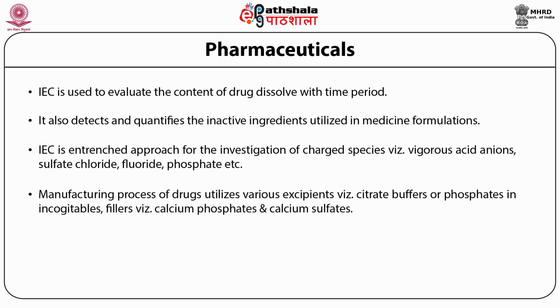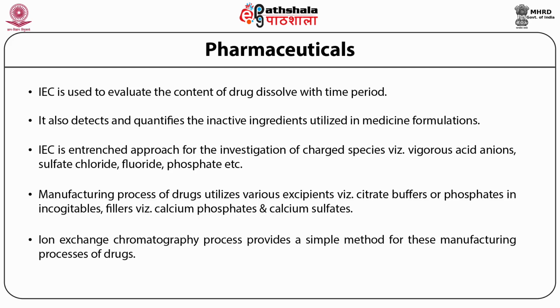Manufacturing process of drugs utilizes various excipients, for example, citrate buffers or phosphates in injectables, fillers, for example, calcium phosphates and calcium sulfates. Ion exchange chromatography process provides a simple method for these manufacturing processes of drugs.